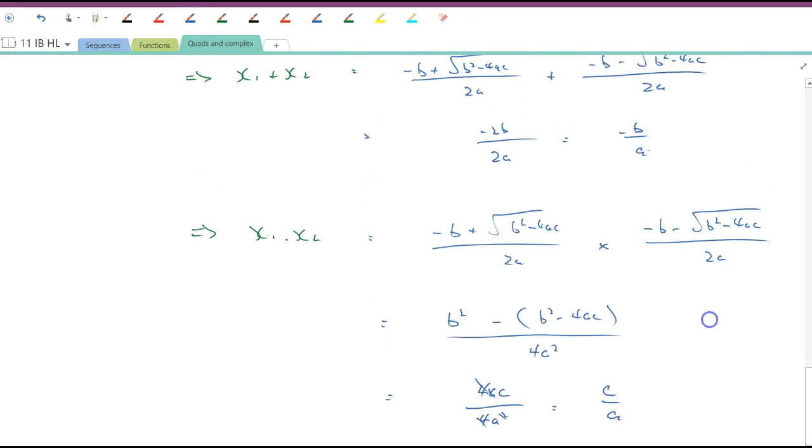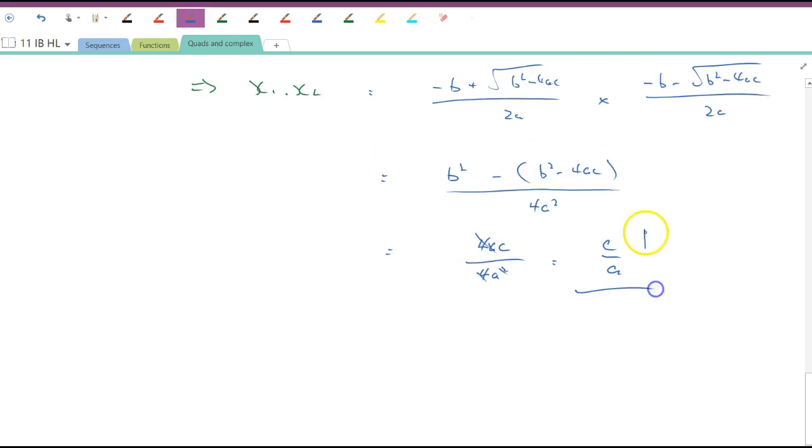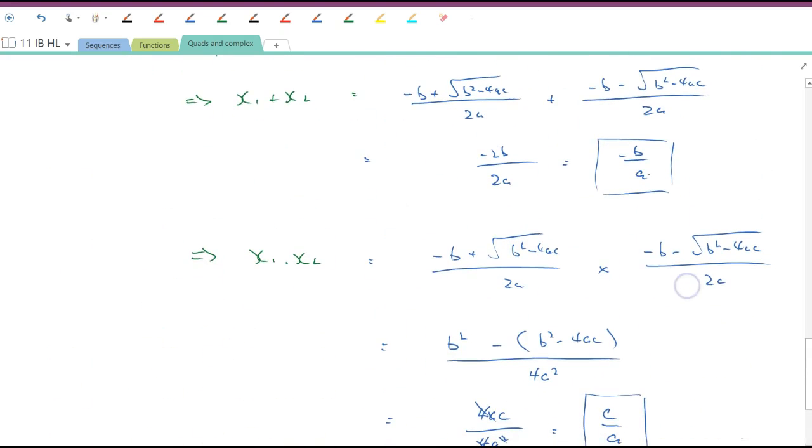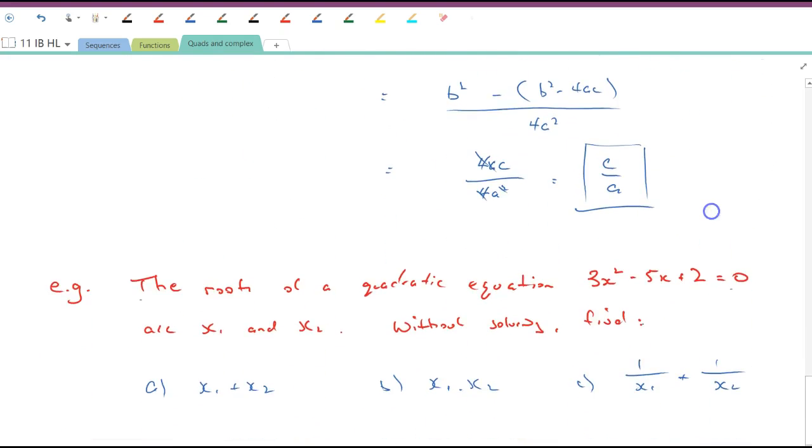So the sum of the roots is minus b over a, and the product is c over a. And if we look at how that works in an example, here's an example. The roots of this quadratic equation are x1 and x2. Without solving, so we're not going to solve it and then add the roots and multiply them, we're just going to use what we've come up with here: the sum of the roots is minus b over a, and the product is c over a.